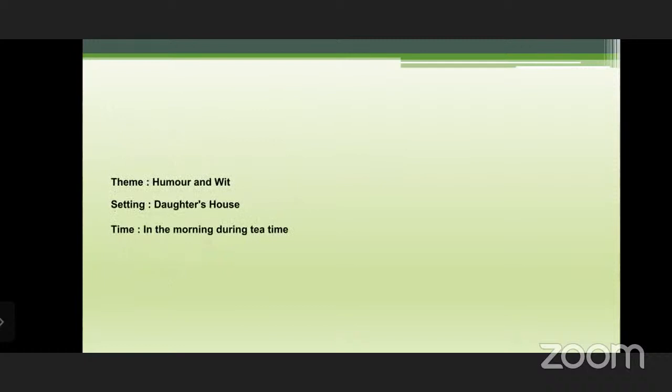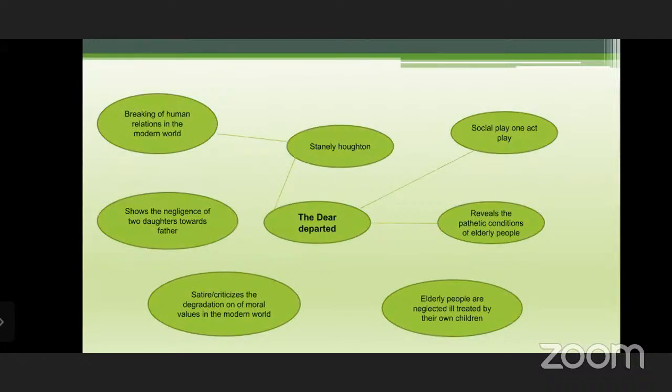Based on these things, you have to write a story. So what is the theme here? Humor and wit. And setting, as we discussed earlier, refers to the location. That is the daughter's house, Amelia Slater's house. What is the time? In the morning, during tea time. Based on these things, you have to write a story.